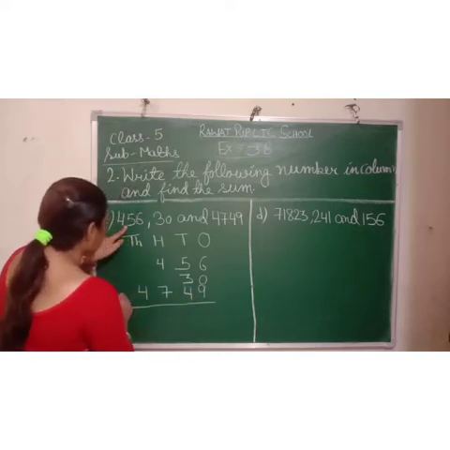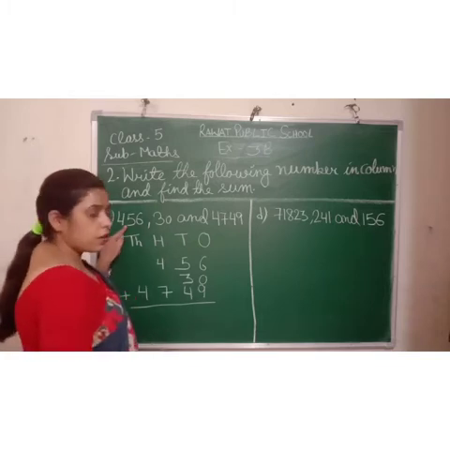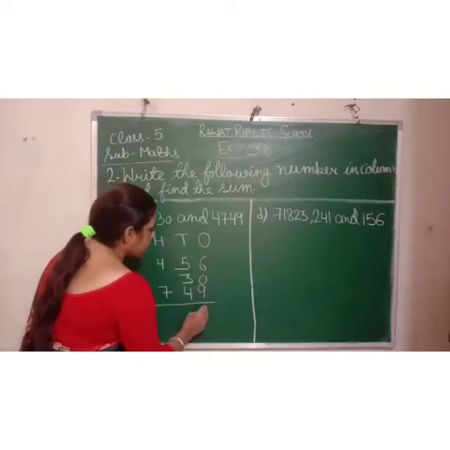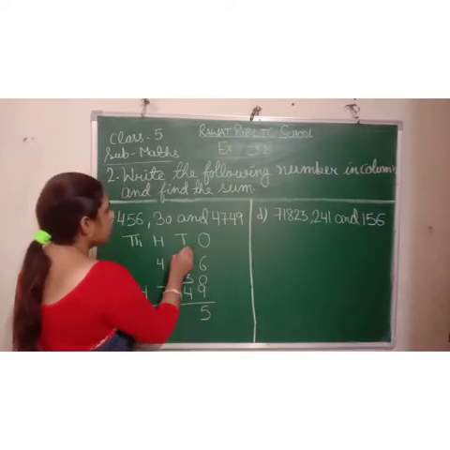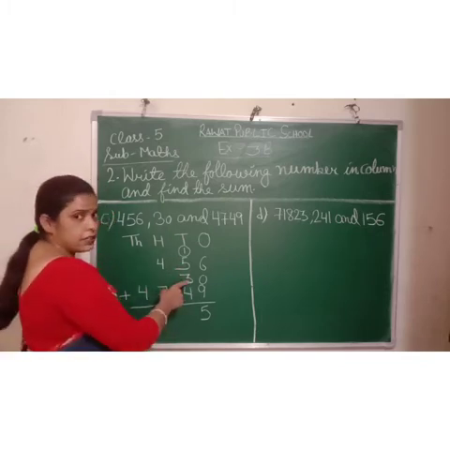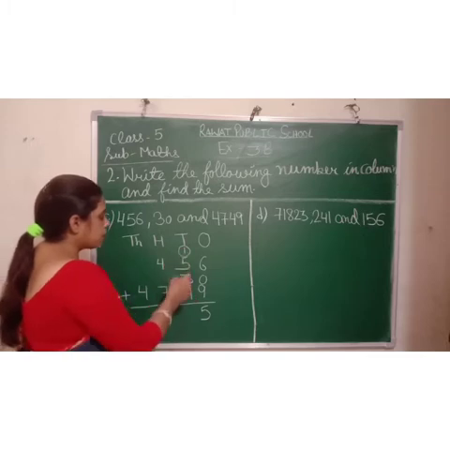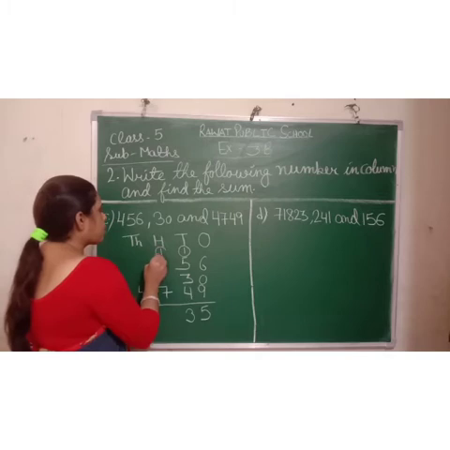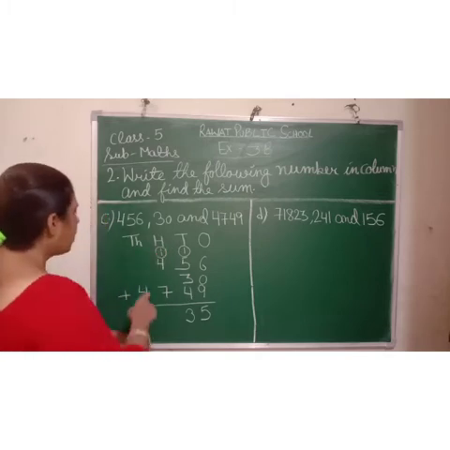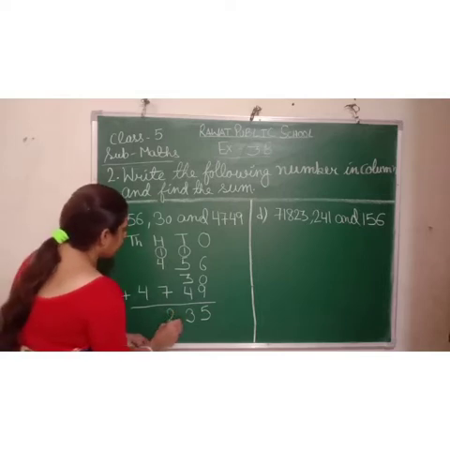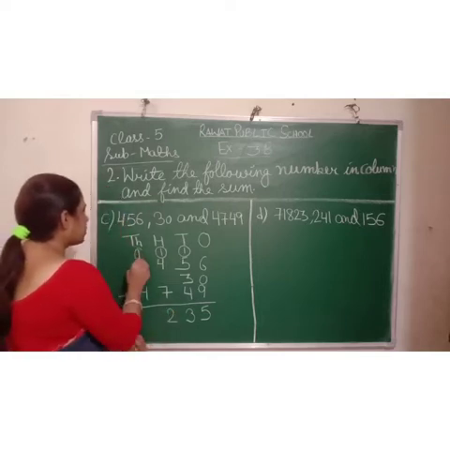Now I will find the sum here. 9 and 6 is 15, so I will write here 5. 1 will be carried forward to the next number, and 5 and 3 is 8, 8 and 4 is 12, 12 and 1 is 13, and once again 1 will be carried forward to the next number. 7 and 4 is 11, 11 and 1 is 12, and 1 will be carried over here.